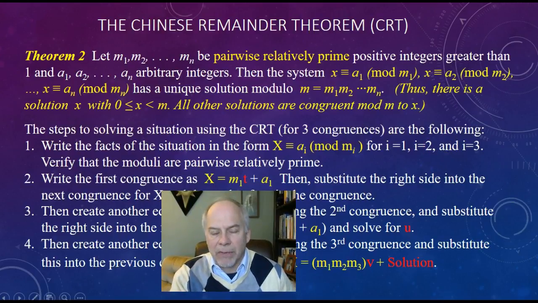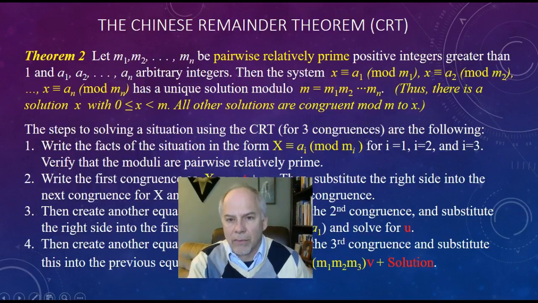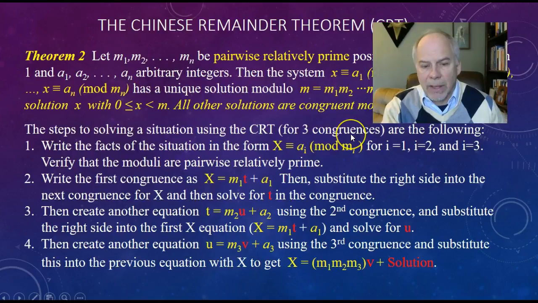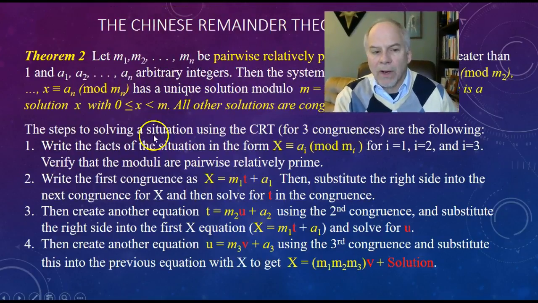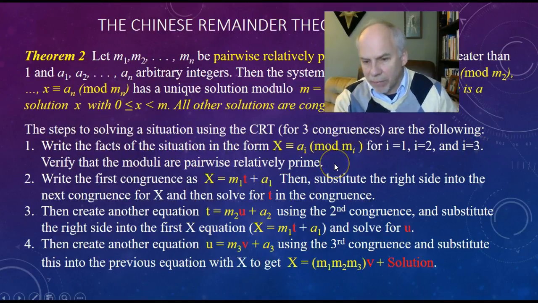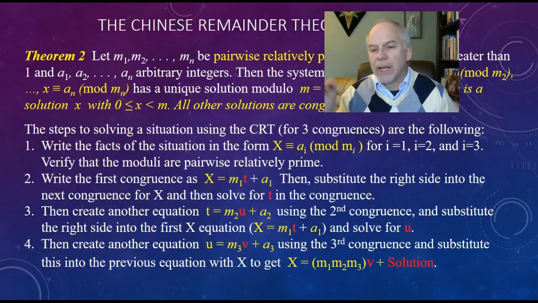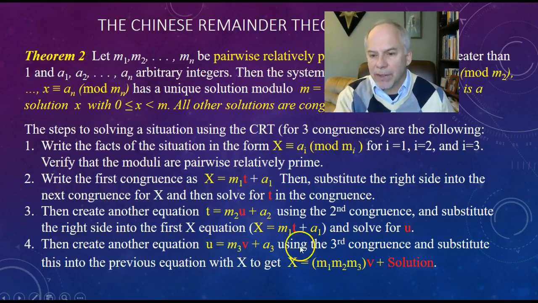Now the steps to solving a situation using the Chinese remainder theorem for 3 congruences anyway are the following. Write the facts of the situation in the form x is congruent to ai mod mi for i equal 1, 2, and 3. Verify that the moduli are pairwise relatively prime. So all the m's have to be pairwise relatively prime. If that's the case, and you can get the facts into that form of x is congruent to whatever, then it fits the Chinese remainder theorem. You can use the Chinese remainder theorem.